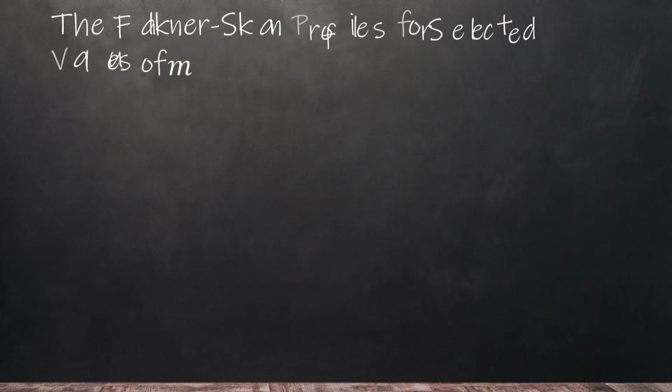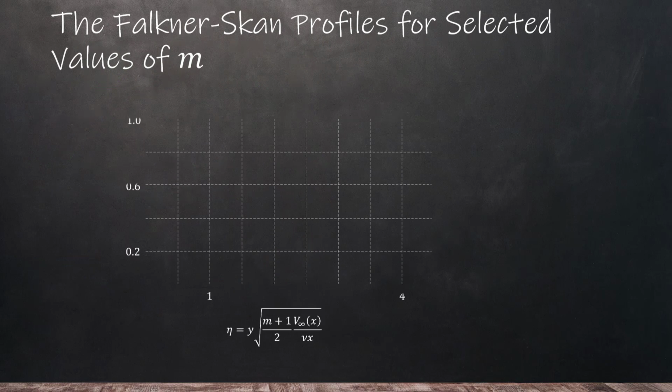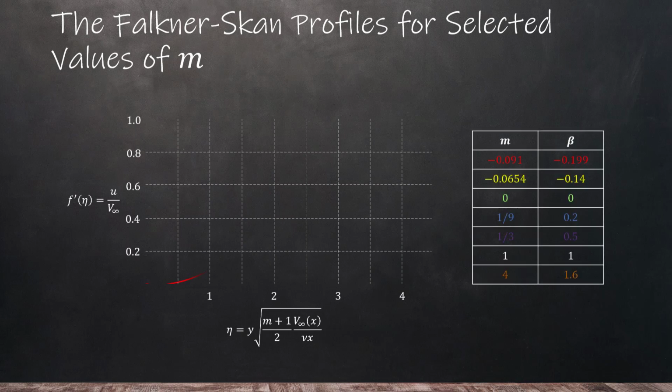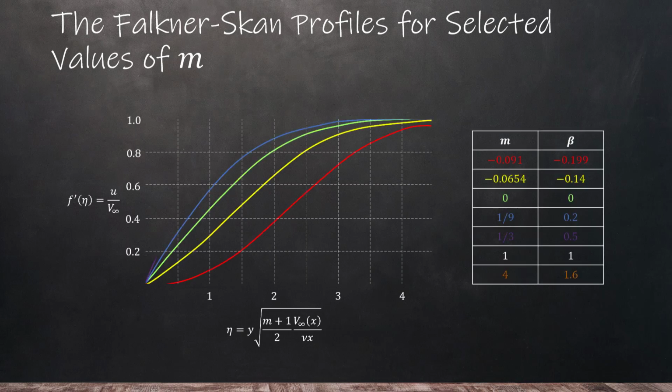Here we can see the predicted velocity profiles for different combinations of m and beta terms. As you can see, the profile shape can vary significantly, and for the red profile we reach flow separation. The Falkner-Skan equation gives us a good prediction that takes into account pressure gradients and is valid up to the separation point for different geometries.